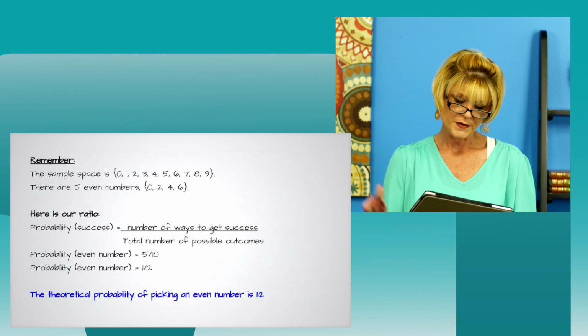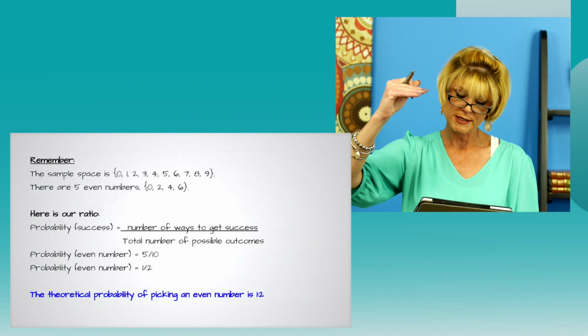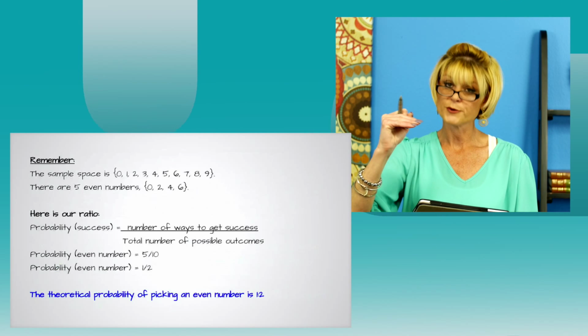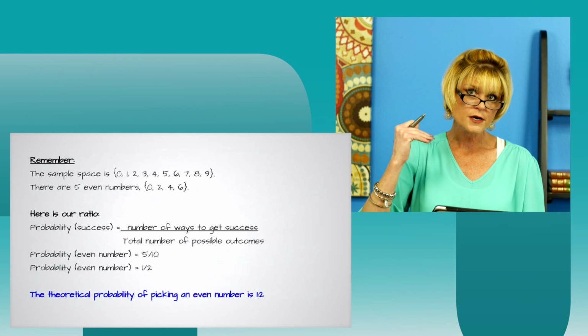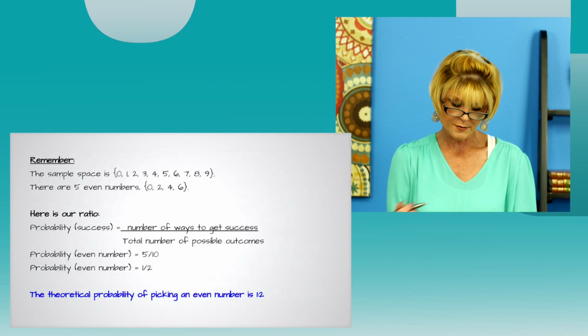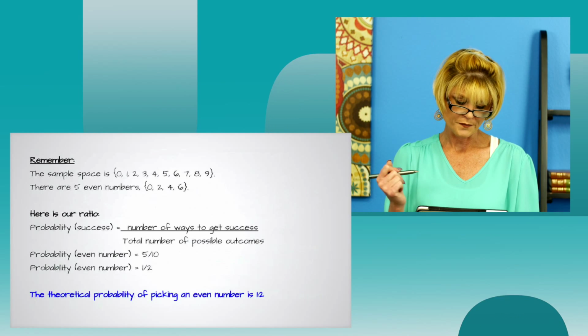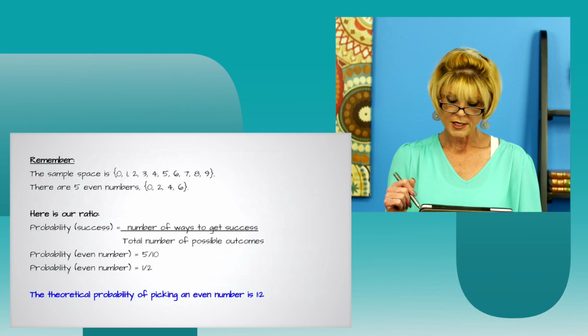So here's our ratio. We have the probability of success equals, again, remember, the number of ways to get success over the total number of possible outcomes. So the probability of it being an even number is 5 out of 10. When we simplify it, the probability of it being an even number is 1 out of 2. So there it says in blue, the theoretical probability of picking an even number is 1 to 2.